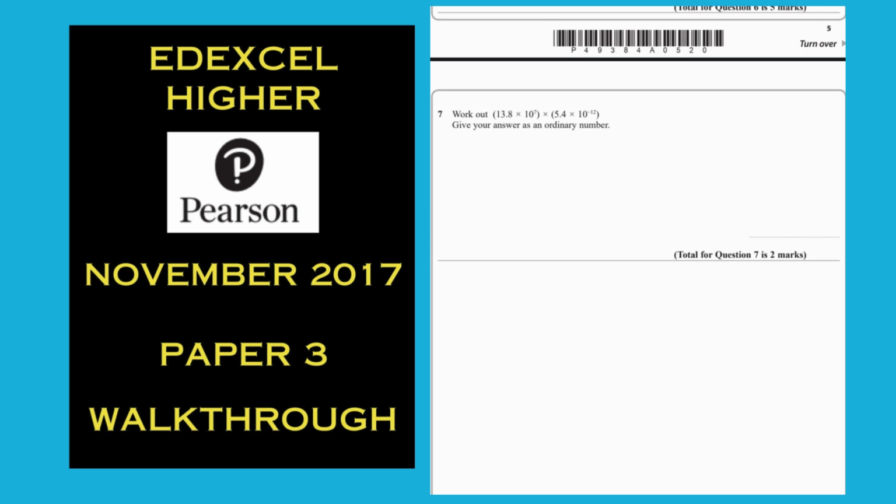On we go. So number 7 is one of them where you stick it in your calc exactly as you see it, type it all in, hit the equal sign. My calc gave me 7.452 times 10 to the power of -4, which obviously is in standard form.